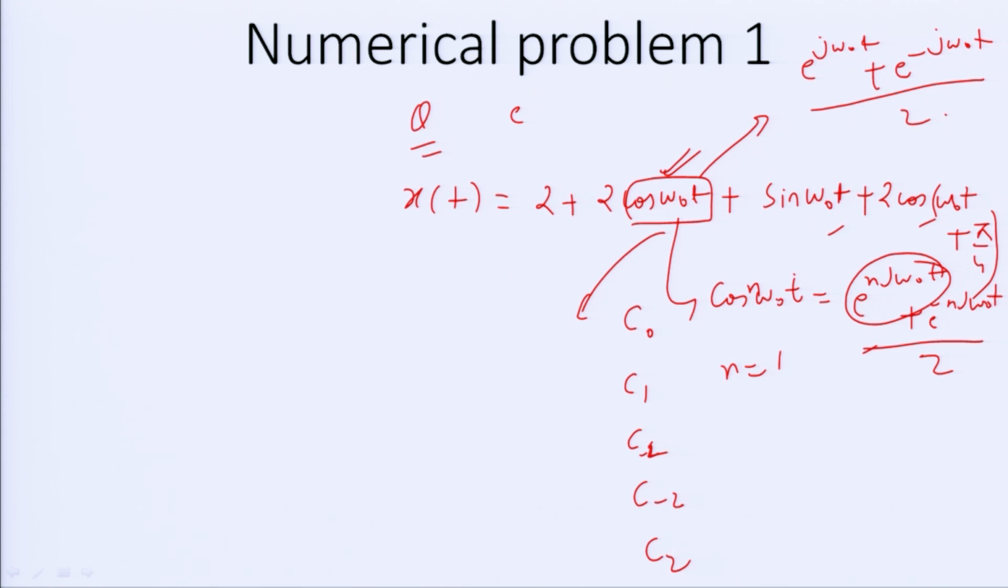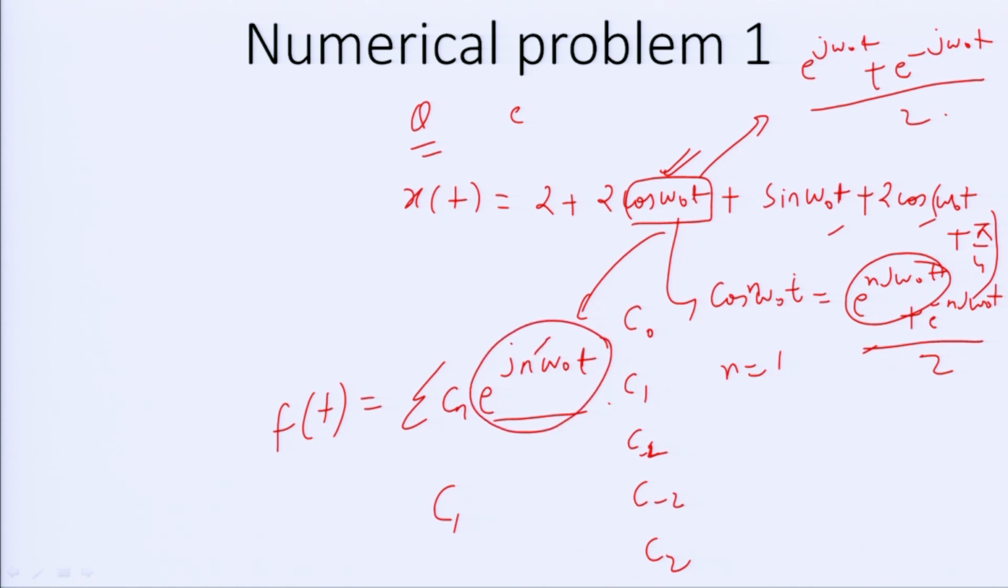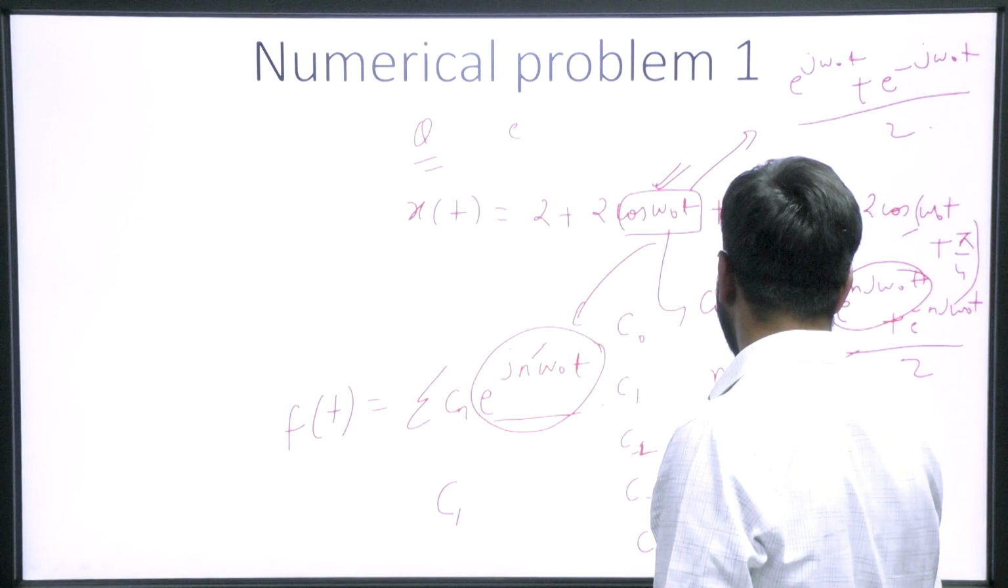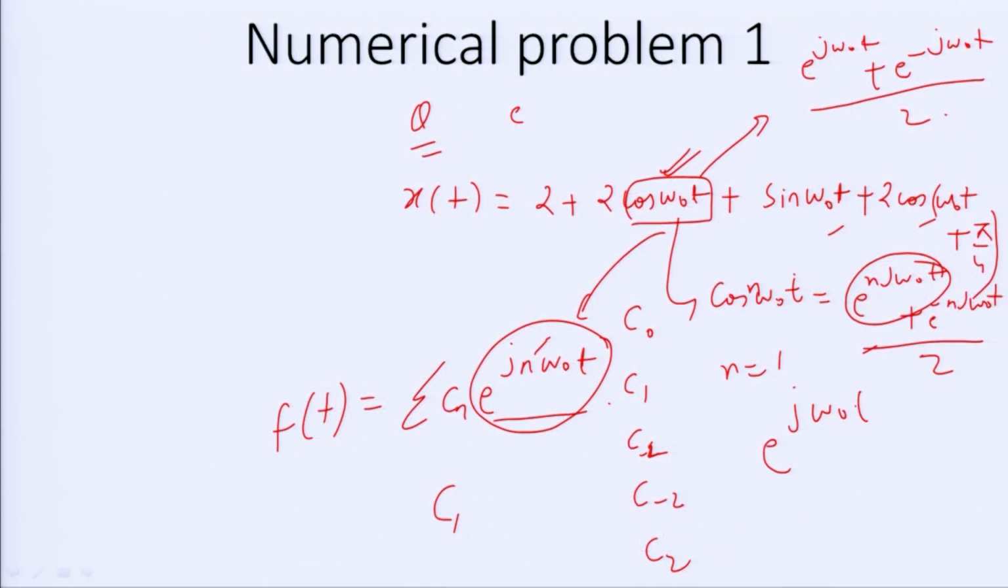And also we know f(t) is equal to the summation of Cn e^(j n omega naught t). So if we want to find C1, we know n is equal to 1. So, collecting all those coefficients which have e^(j omega naught t), meaning the value n is equal to 1, all those terms will be the coefficient C1.